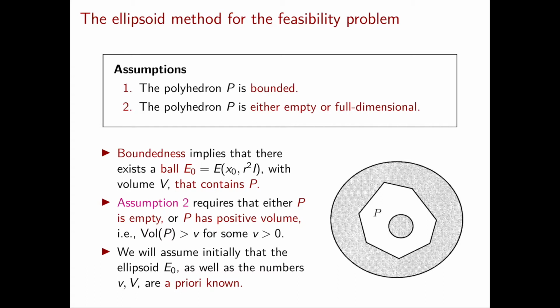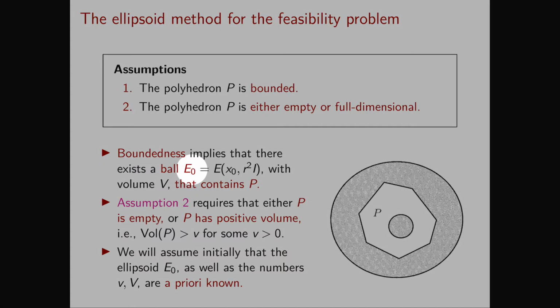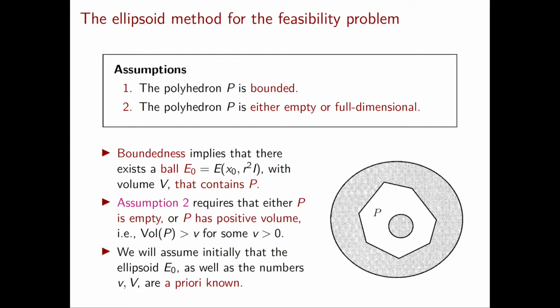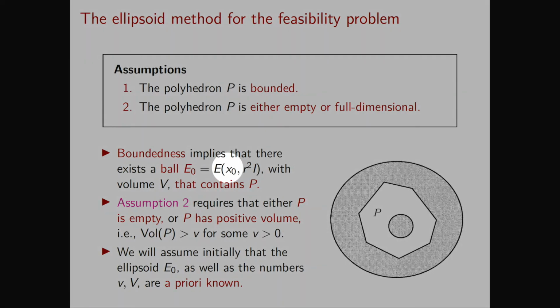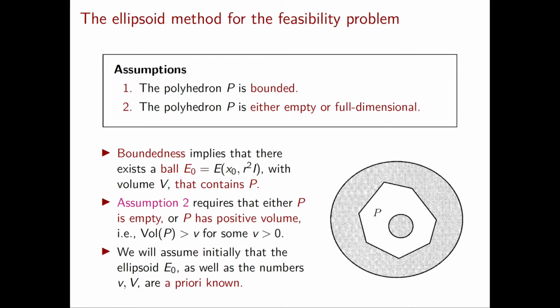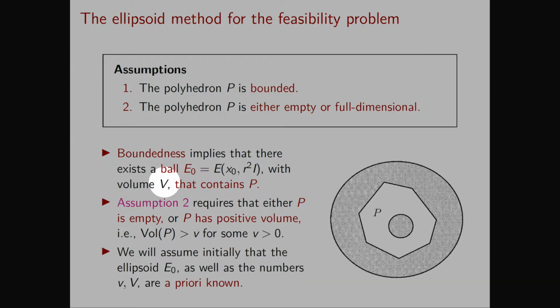Our boundedness assumption immediately implies that there exists a ball that we call E0 that contains our polyhedron P. We denote by x0 the center of this ball and by r its radius. This assumption is clearly very useful to us because we know that the ellipsoid method, in order to start, needs an ellipsoid that contains P. Note that our ball E0 has positive volume, and we denote it by capital V.